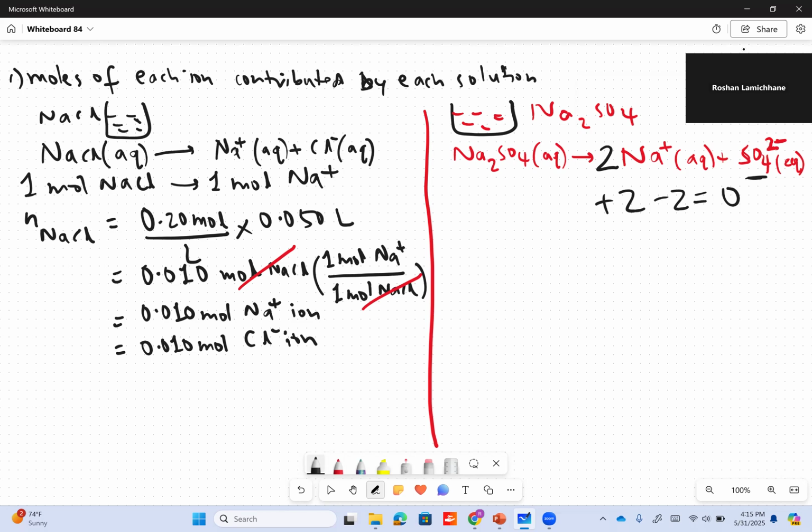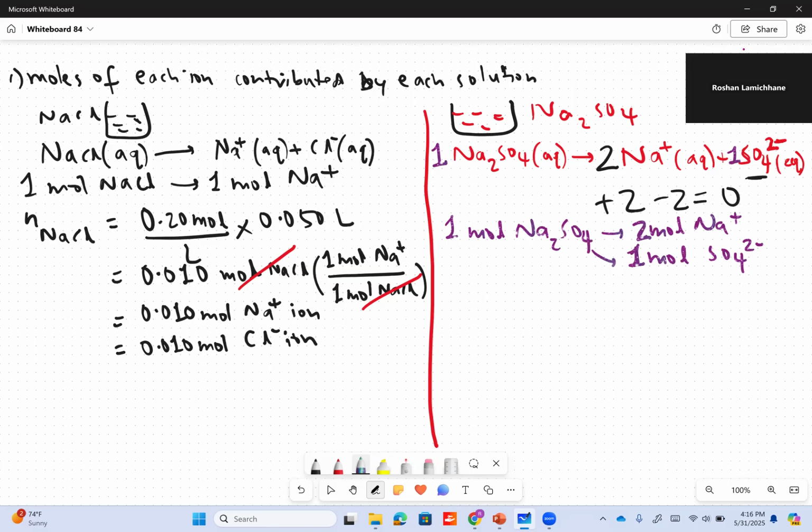Now, what is this telling me though, right? This is an important thing. The numerical coefficient tells me that 1 mole of Na2SO4 salt gives me 2 mole of Na plus and 1 mole of sulfate anion. Now, where did I get these numbers from? 2 mole, 1 mole. Remember, these are just your numerical coefficients in the balanced chemical equation.